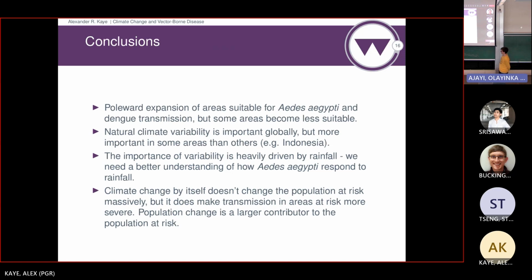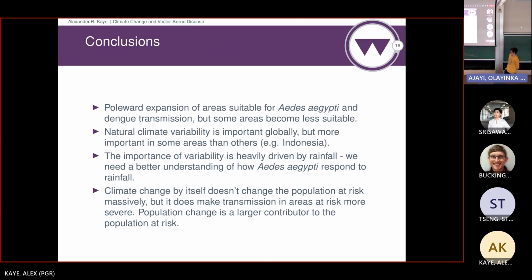But I talked about variability being heavily driven by rainfall. I think this hints towards us needing a better understanding of how it is that Aedes aegypti respond to rainfall. So we need more lab experiments. I should also mention that lab experiments aren't ideal because mosquitoes don't behave that way in the real world. But it's quite hard to artificially change the temperature in a real world setting. And so it's difficult to get this data.